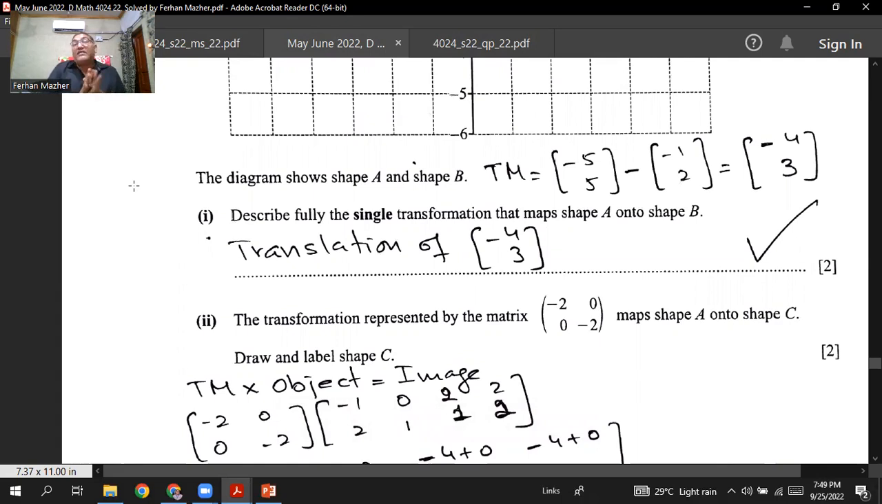So minus 5, 5, and minus 1, 2. So minus 5 minus 1 is minus 4, and 5 minus 2 is 3. So it's a translation of minus 4, 3. This is how you do it.